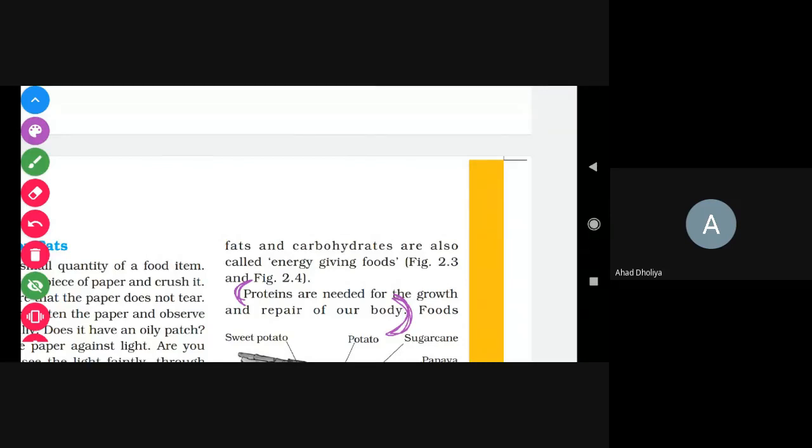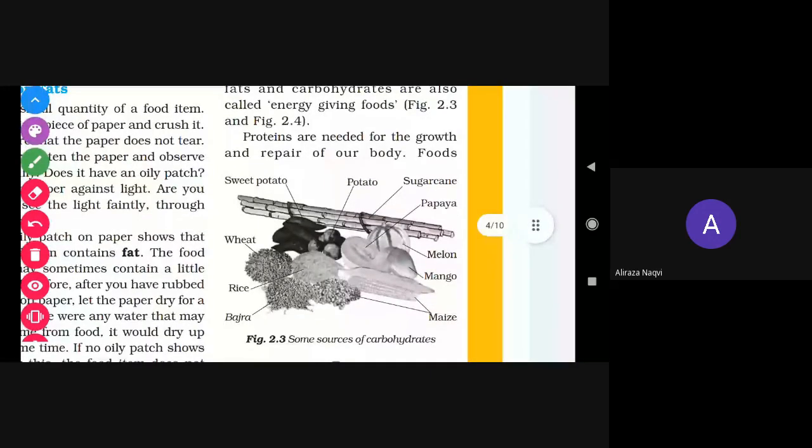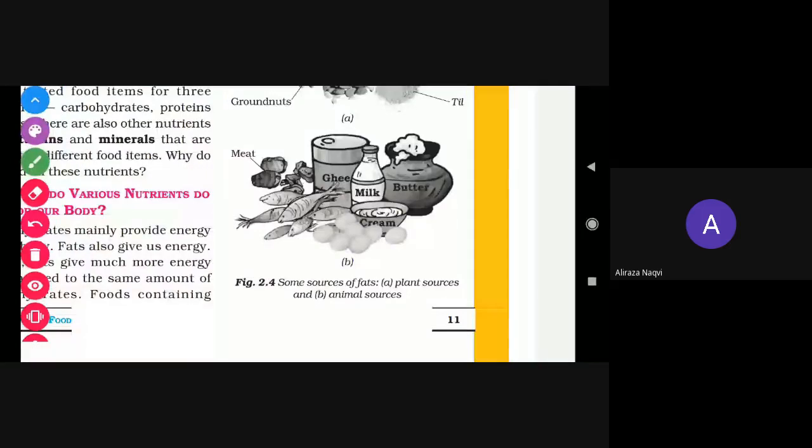Okay, understood? So what will fats and carbohydrates do? Ma'am, foods with fats and carbohydrates are energy giving foods. Very good. And what will protein do? Protein is for growth and repair of the body. Good. It will help our body grow and repair our body.